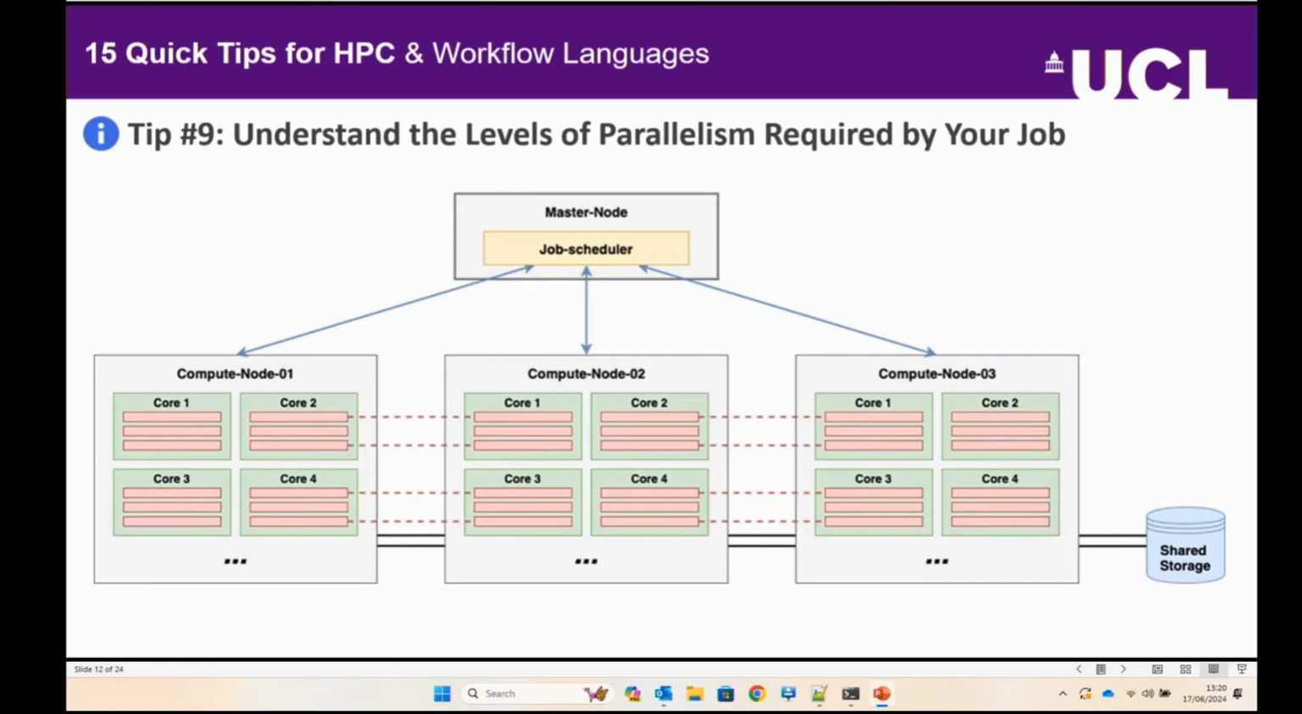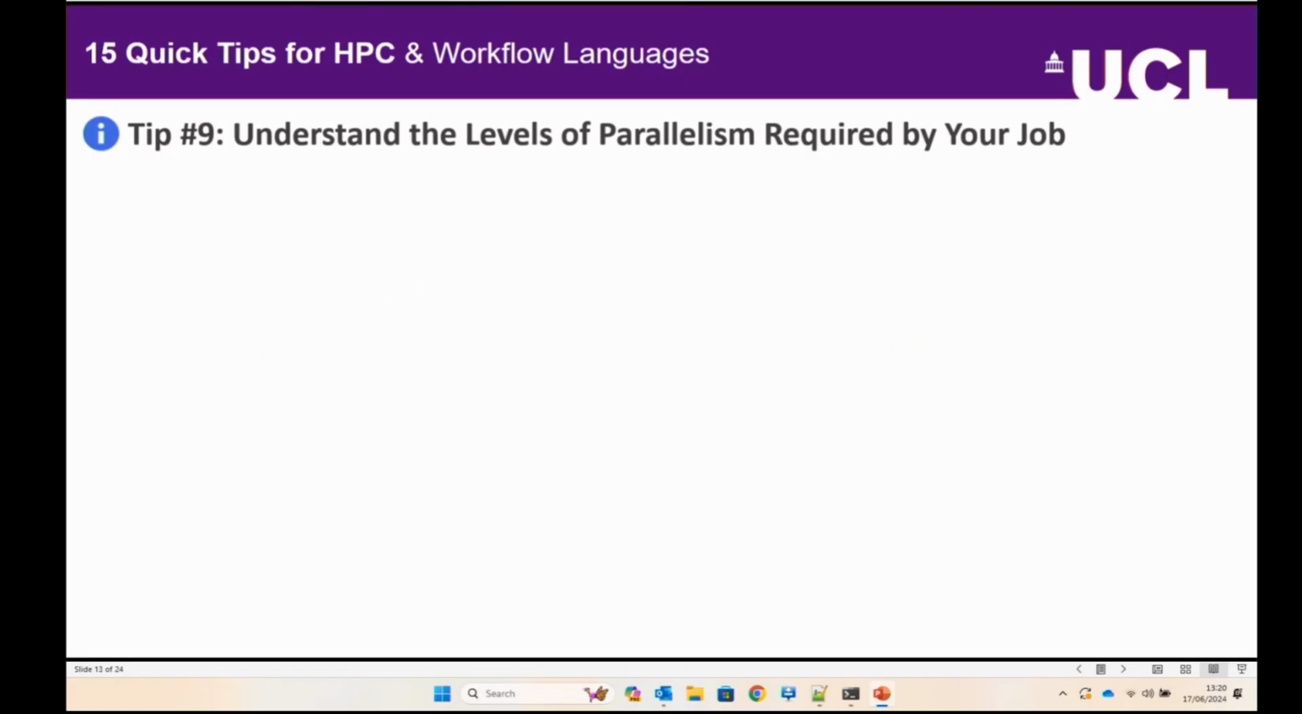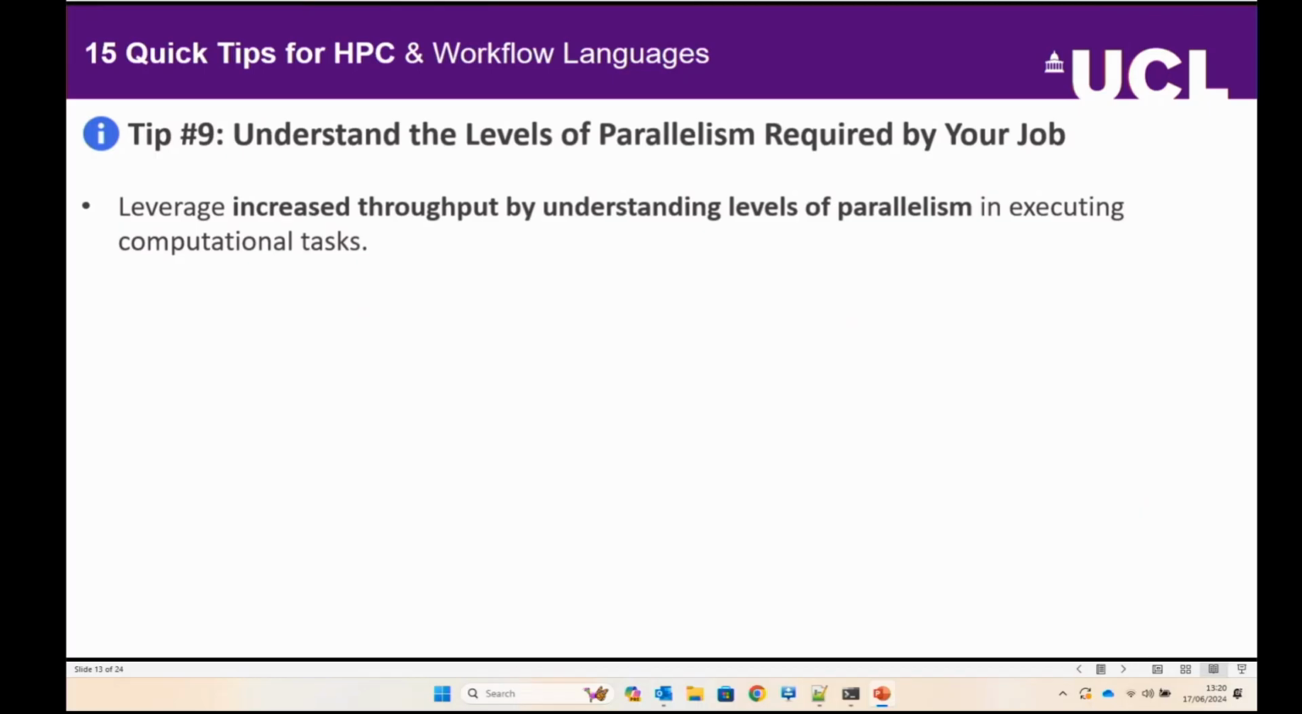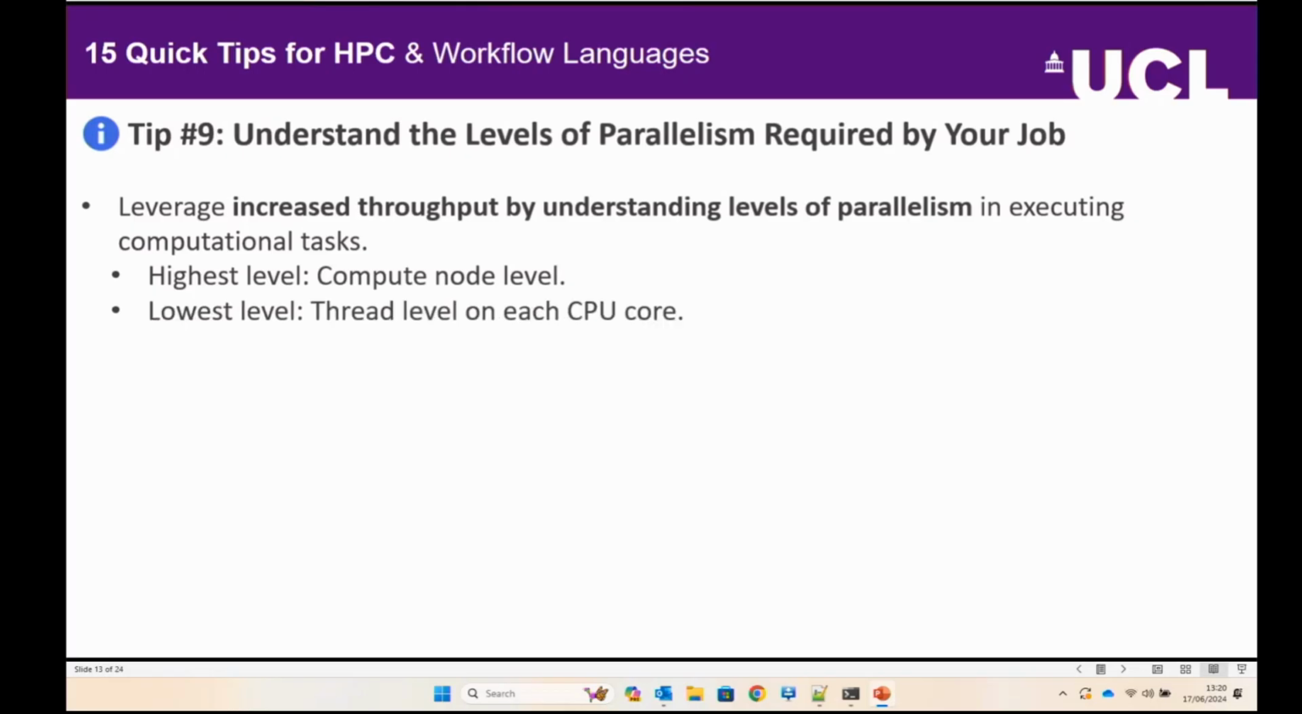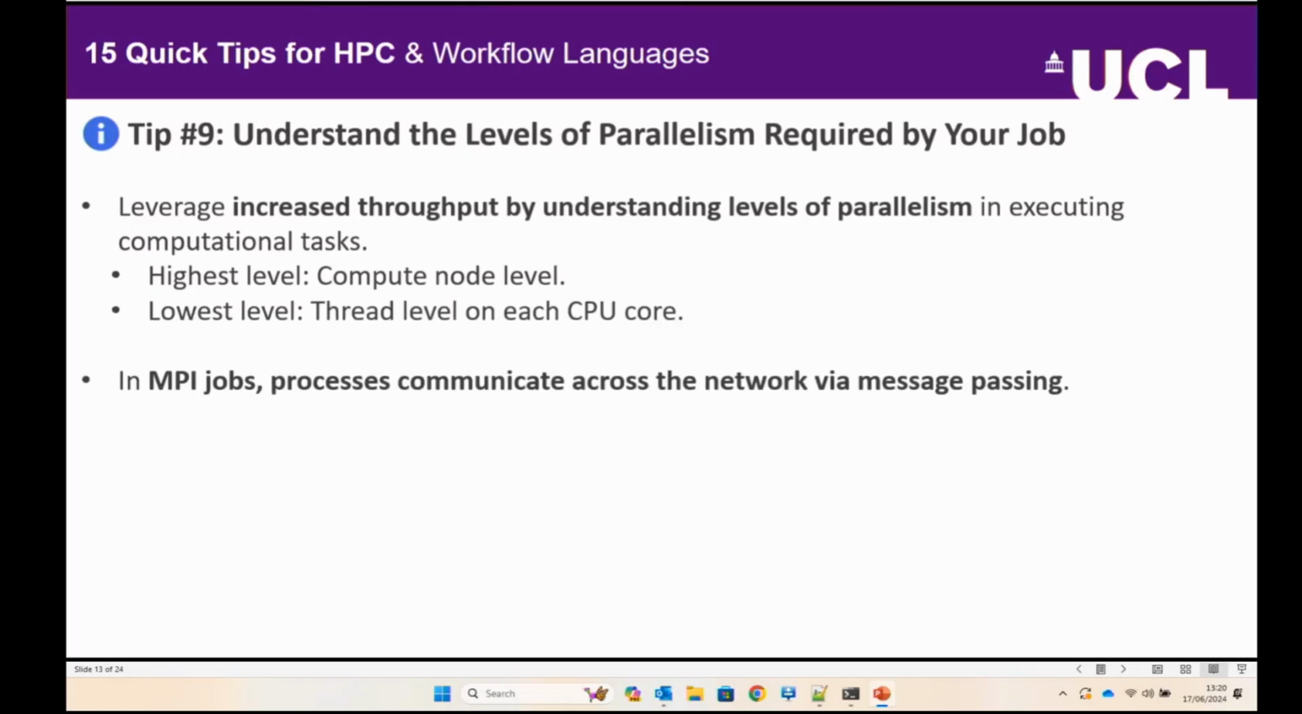A lot of computational biology applications and protein docking tend to have multiple levels of parallelism for efficiency. So understanding the parallelism in jobs allows you to leverage increased throughput in executing computational tasks. The highest level will be on the compute node, and the lowest level will be the thread level on each CPU core.